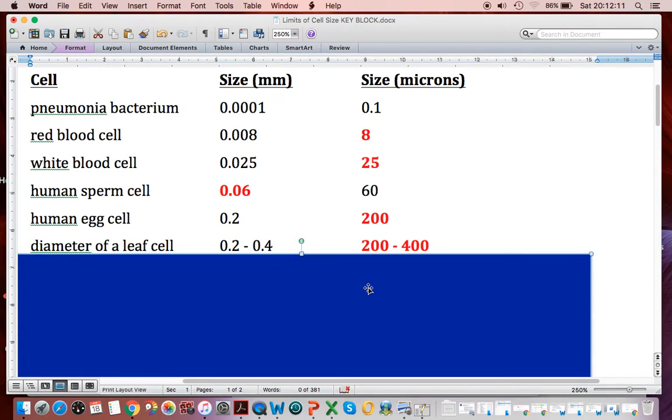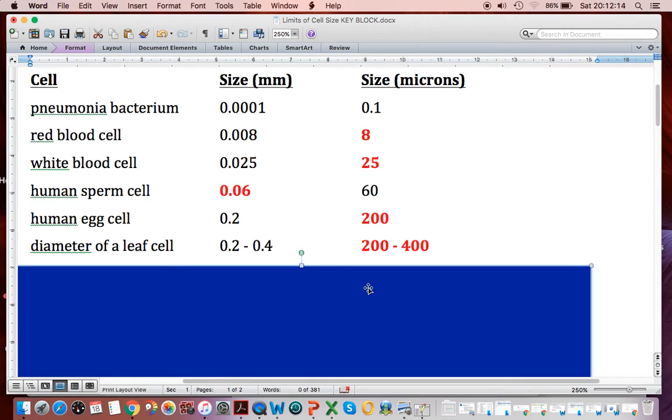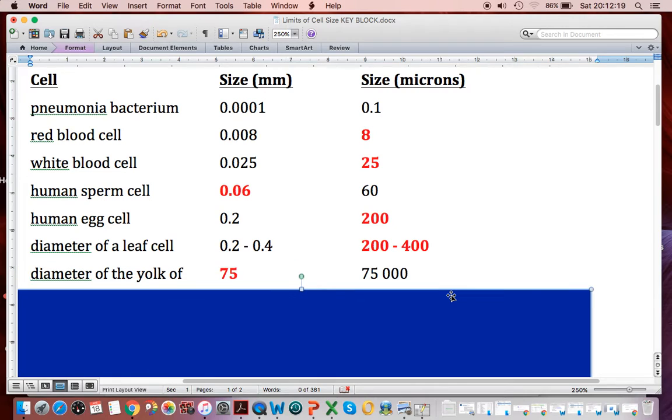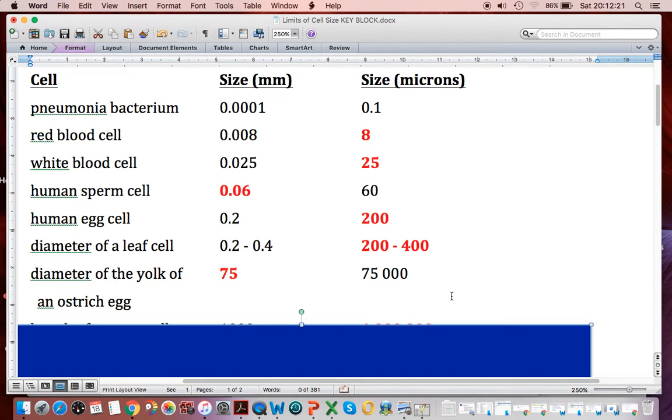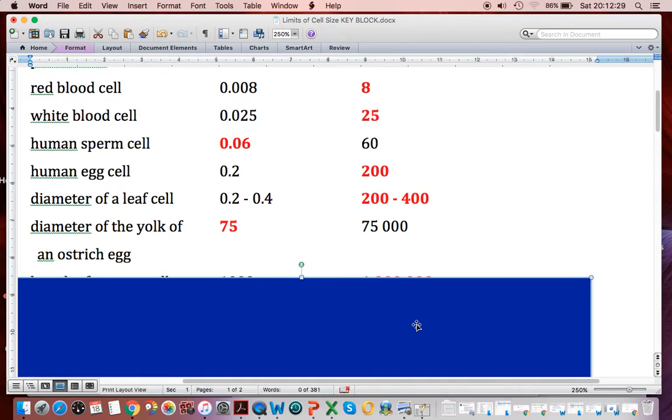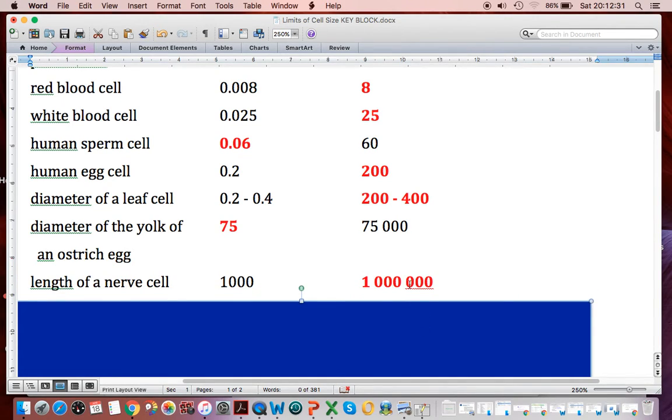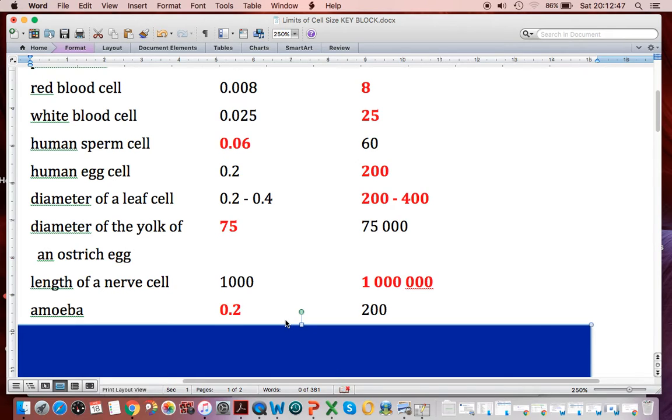We multiplied by 1,000. Now, we're not talking about a whole leaf, it just says a leaf cell, and they can vary typically from 200 to 400 microns. An ostrich egg, now there is a big cell, so 75 millimeters, 7.5 centimeters, which we know is 75,000 microns. And this nerve cell, not all nerve cells are going to be this long. This might be something like in your leg. If we're talking about 1,000,000 microns, that's 1,000 millimeters, which happens to equal 1 meter. So those are sort of extraordinary.